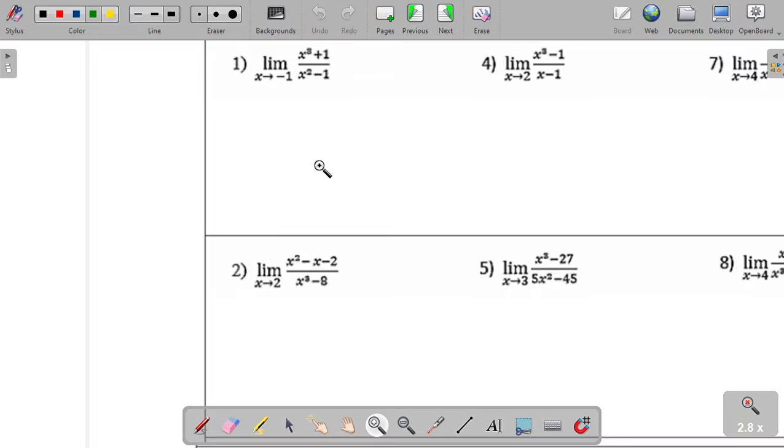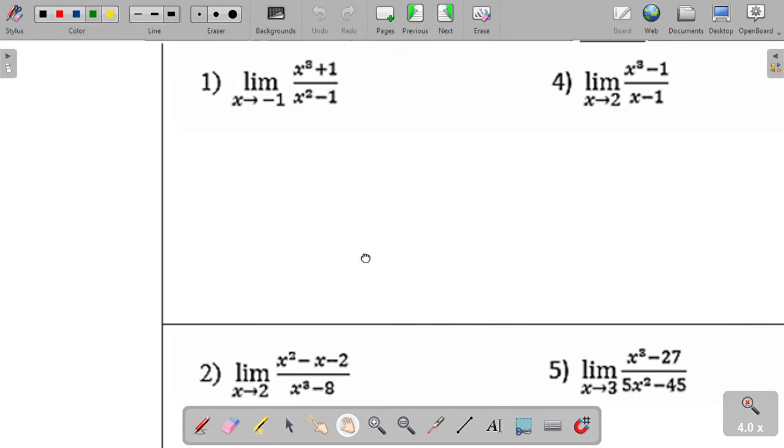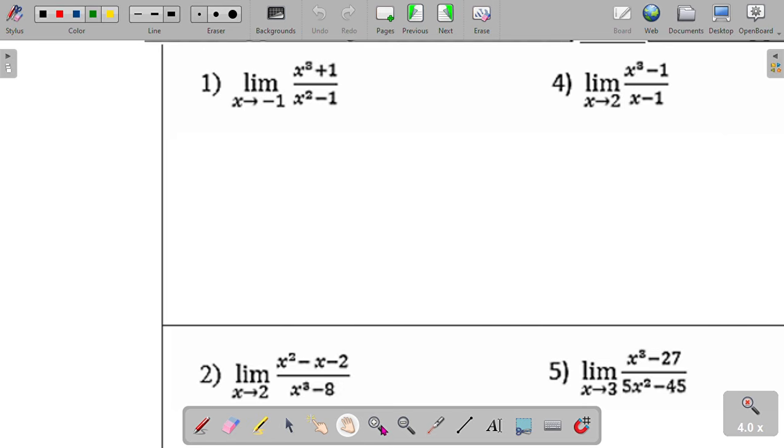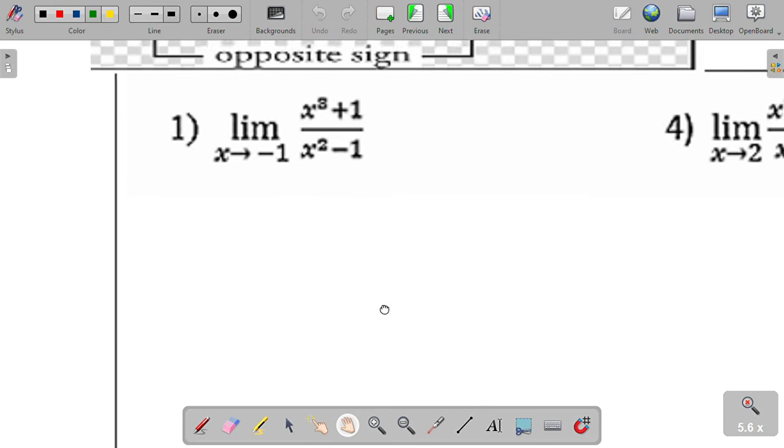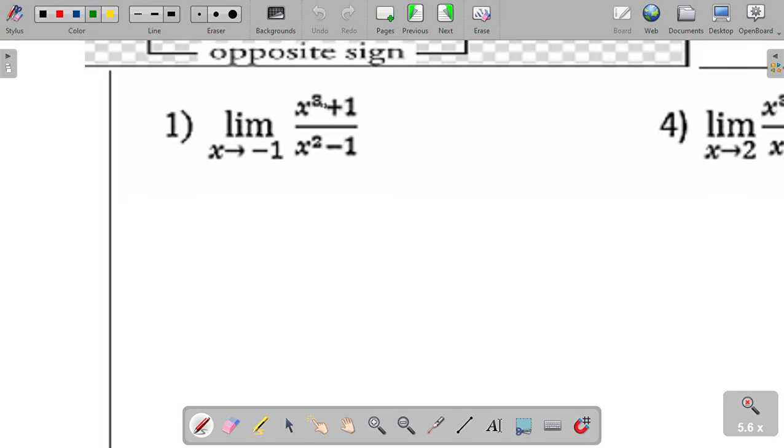Okay, now Masara, I have this question and I don't know what method I am going to use. Okay, because we have a lot of methods. Okay, ask yourself, dear, is this question, okay, is this power, this is a 3, okay, and this is a 2. If you cannot see it, x power 3 plus 1.